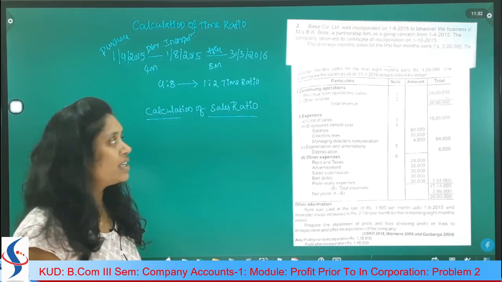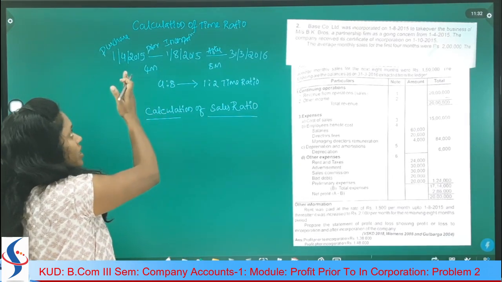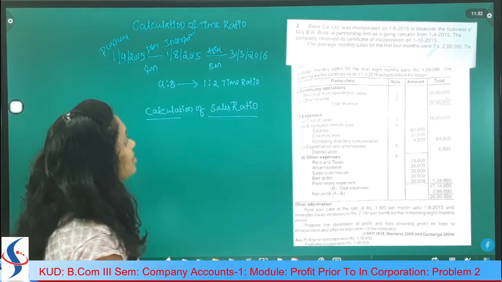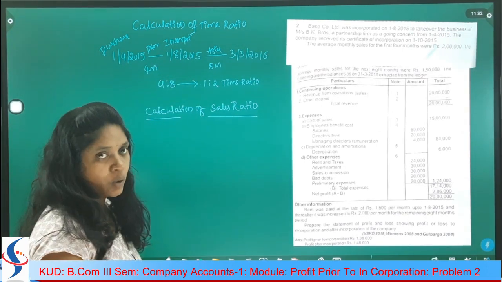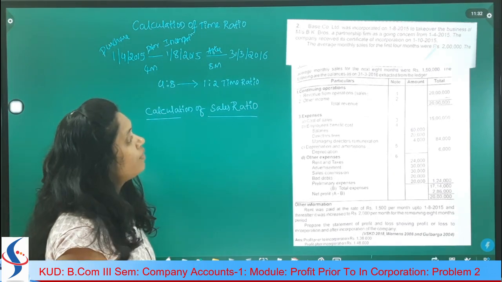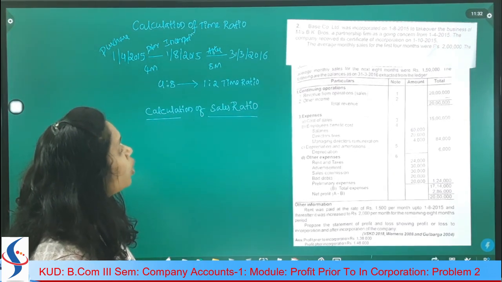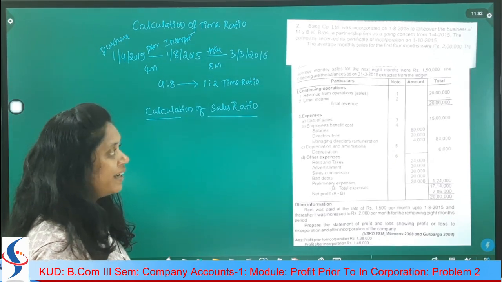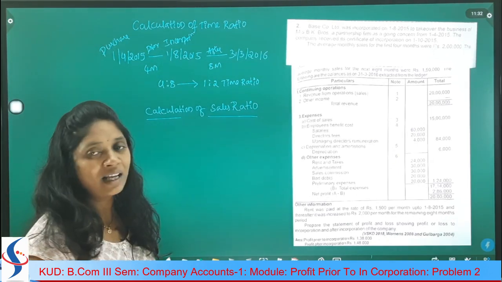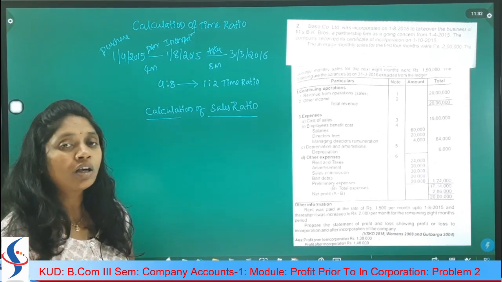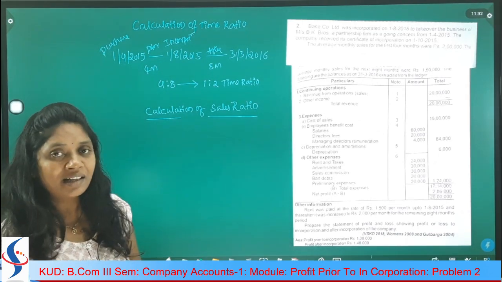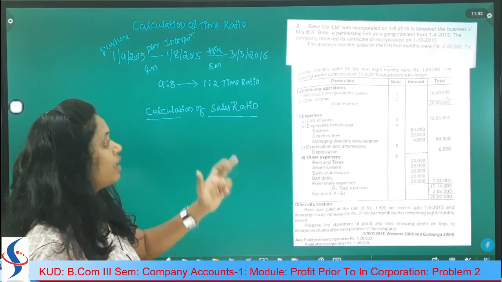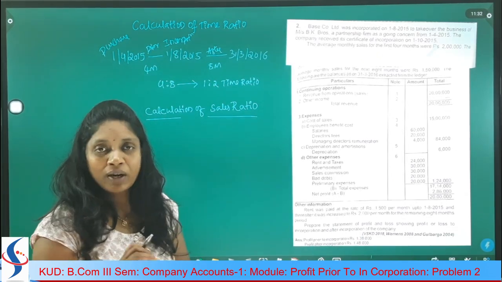To calculate a sales ratio, we need sales from 1st April to 1st August, then 1st August to 31st March. Let us see what information is given with respect to sales in the question. The average monthly sales for the first 4 months were rupees 2 lakh, and the average monthly sales for the next 8 months were rupees 1,50,000. Here they did not give the total sales, they have given monthly sales. Before incorporation, the monthly sales was 2 lakh, and after incorporation, the monthly sales is 1,50,000.